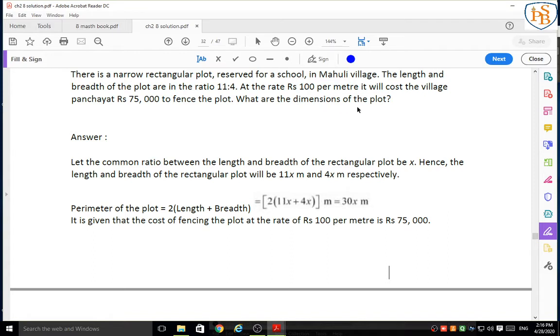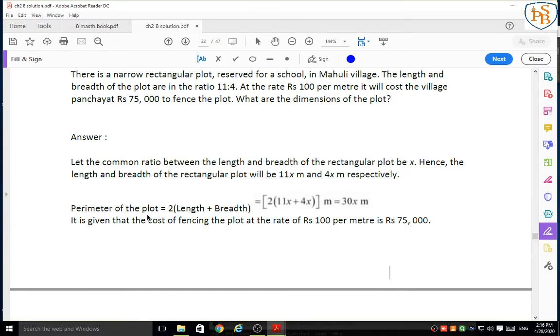What are the dimensions of the plot? Look here. Let the common ratio between the length and the breadth of the rectangular plot be x. Hence, the length and breadth of the rectangular plot will be 11x meter and 4x meter respectively. So what is the perimeter of the plot?